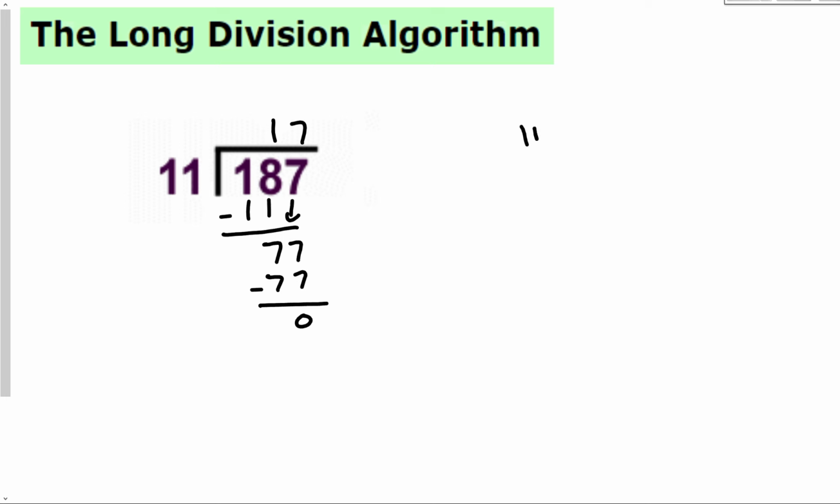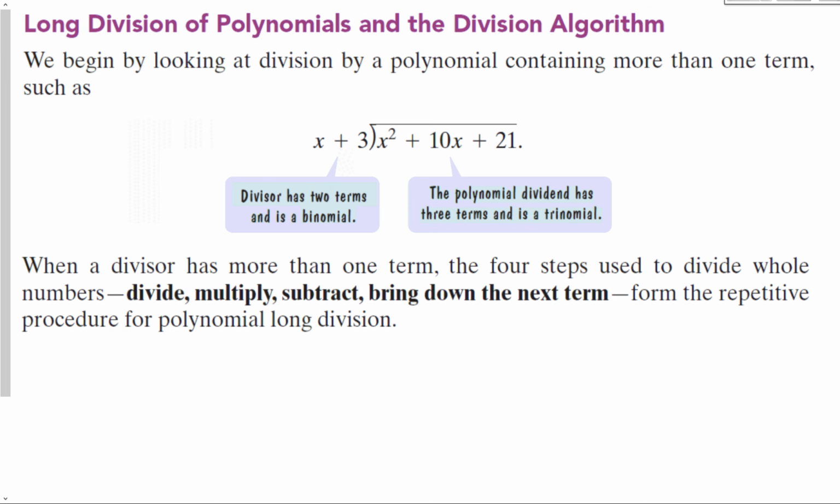So that means that 11 times 17 is equal to 187, right? Because that's what we're doing. We're taking a factor of 11 out of the 187, and we're left with 17. Pretty simple. Our algorithm is: look at my quotient here, figure out what goes into it, multiply, subtract, do it again. Okay? So let's do this now with polynomials.